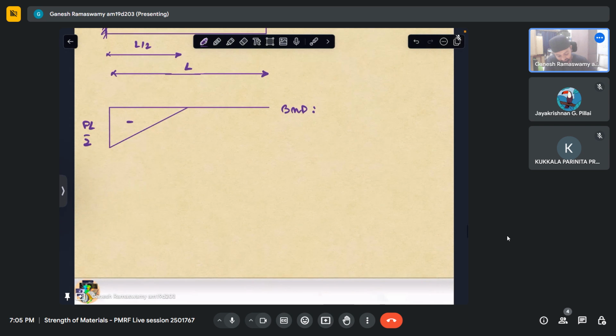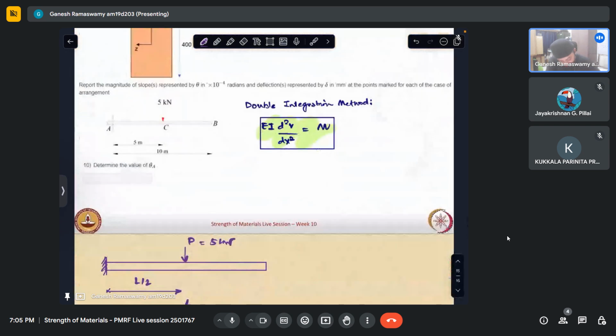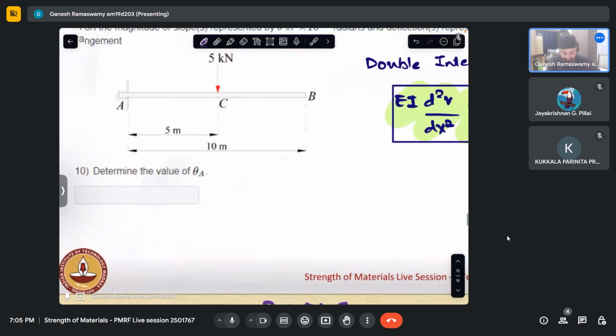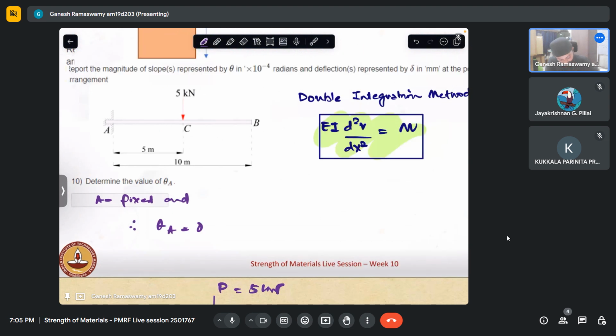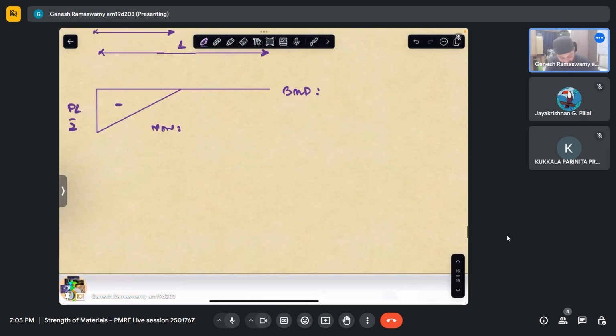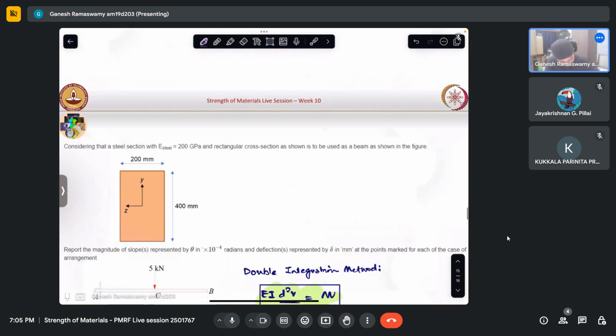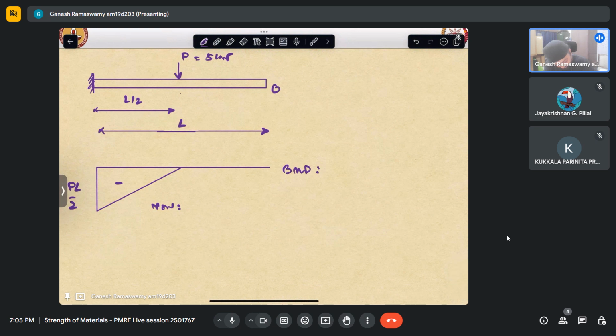Now, first the question asks, what is the value of theta A? So this we don't need to do any analysis in order to find out. A is a fixed end. Therefore, theta A is 0. Theta B, theta C is asked. So which is B and C? So the free end is B, this is C, and this is A.